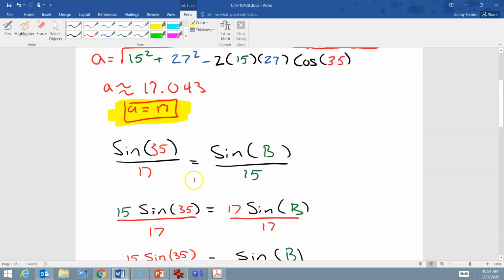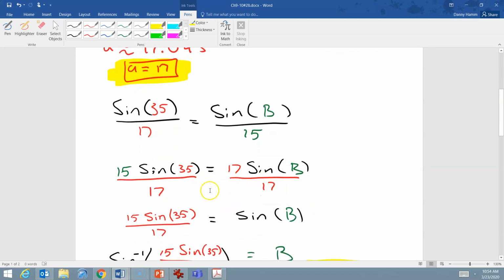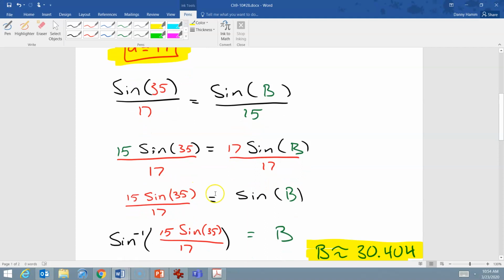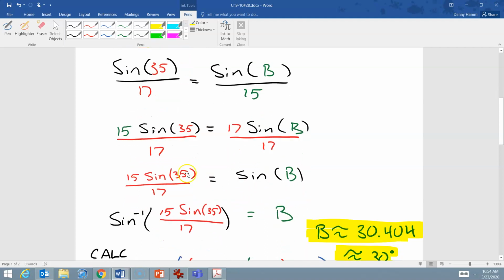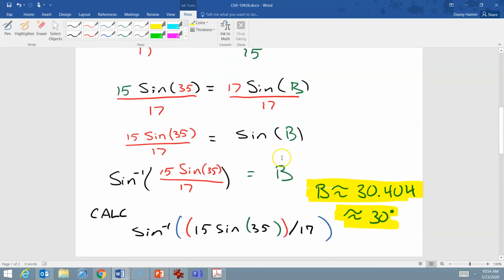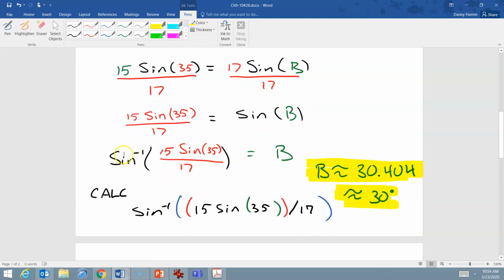In doing so, we need to cross multiply, which you see in this first step. 15 times sine of 35 is equal to 17 sine of B. The next step is then to divide by 17. I do that on both sides, leaving me with sine of B is equal to 15 sine of 35 divided by 17. Now, in order to solve for B, we need to use the inverse of sine, so sine to the negative first, of that same ratio, 15 times sine of 35 over 17.